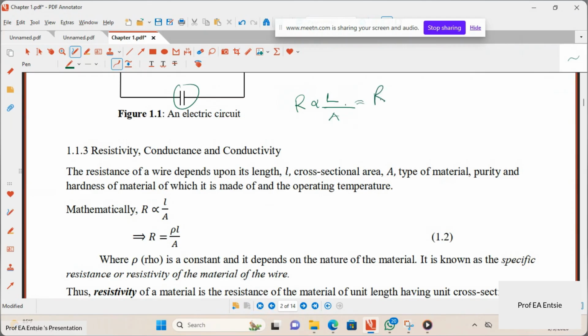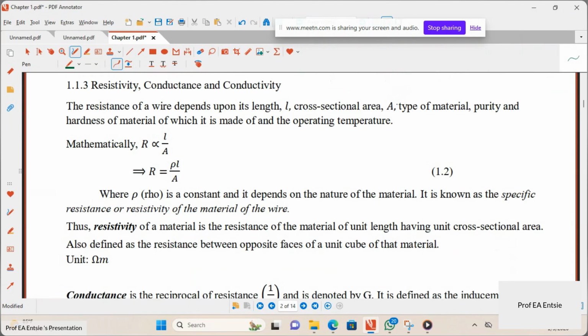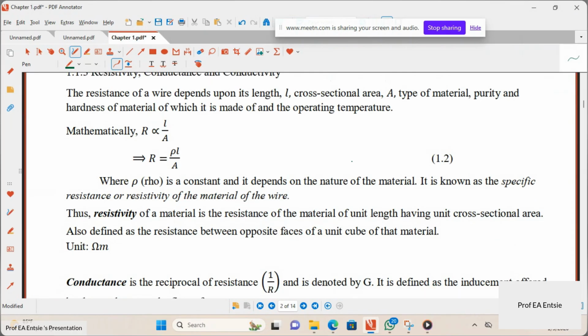With this, if you want to remove the proportionality sign, you bring an equals sign and then a constant. That constant that we bring is what you call the resistivity, rho. It is known as the specific resistance or resistivity of the material of the wire. Every material that we use to make a wire has a resistivity, and the higher the resistivity, the higher the resistance.